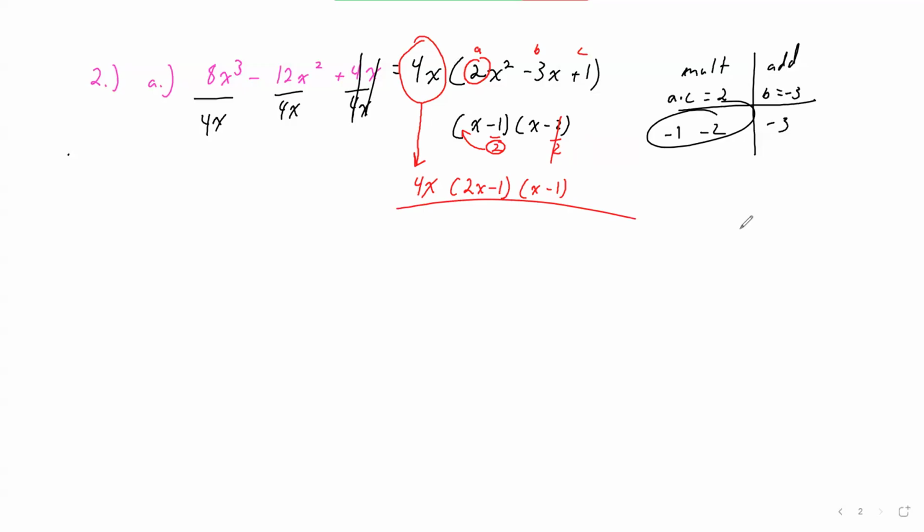All right. That's good. Try this one. 21x cubed plus 49x squared minus 7x.